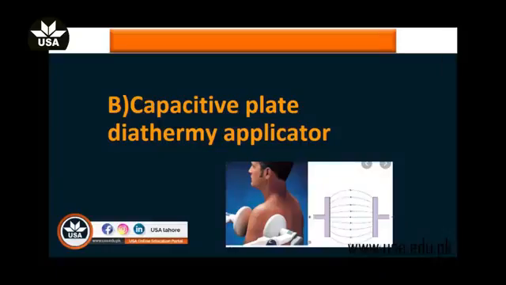Today we are going to continue with the other application method, that is the capacitive plate method. We are going to discuss in detail the capacitive plate diathermy applicator: what it does, how it produces its effect, and what the mechanism or physiology behind this capacitive plate diathermy method is, that is, how it is related to producing the heating effect.